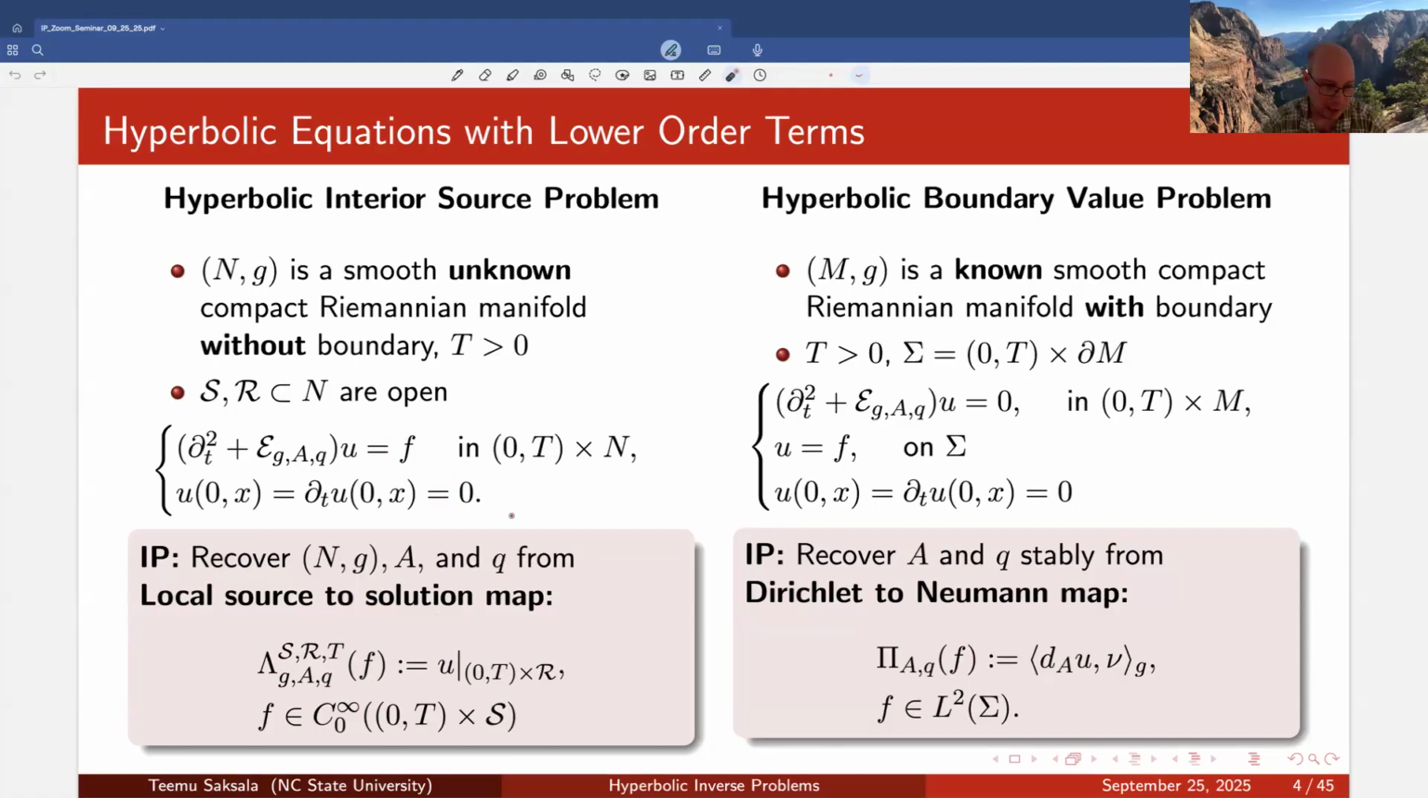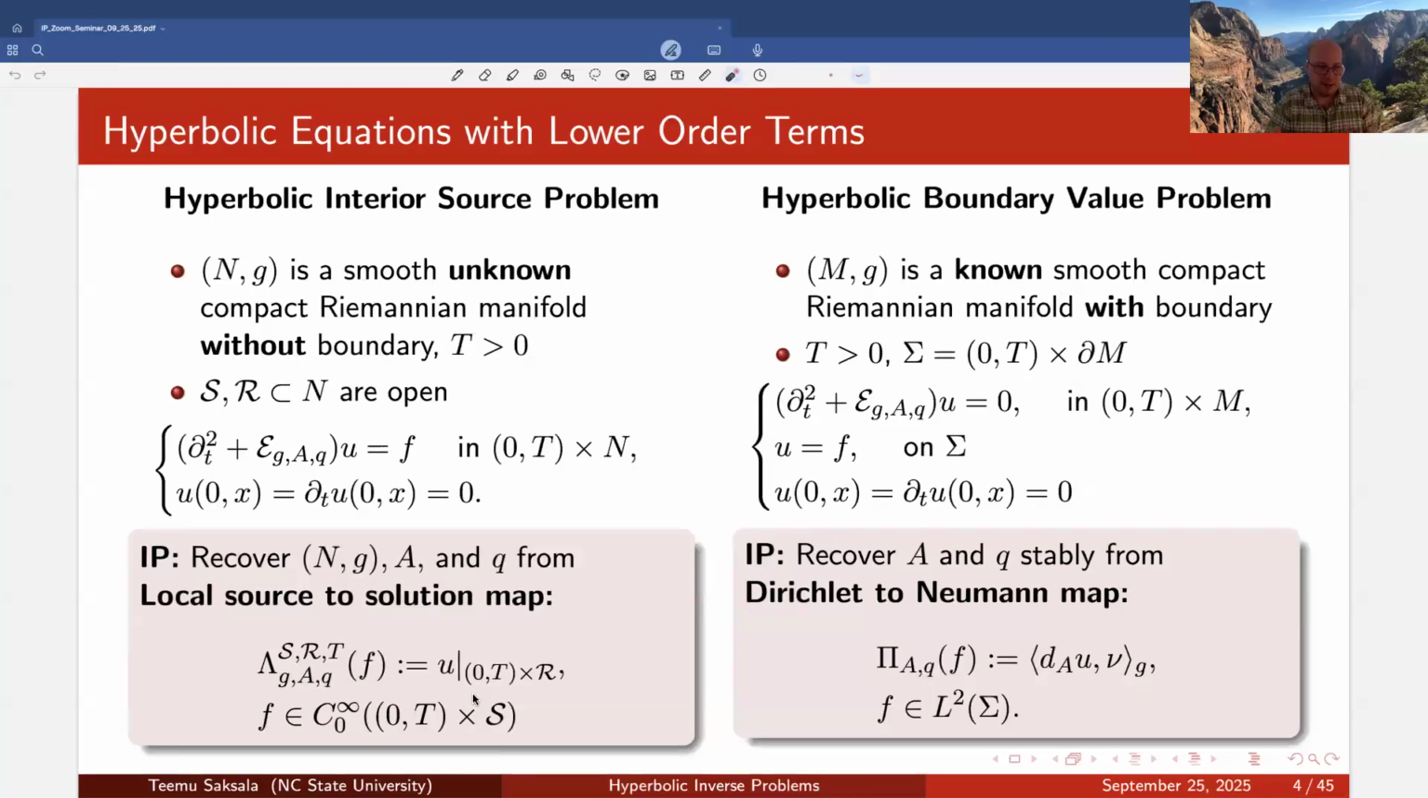And now what we are trying to do in this first column, well, we would like to recover my manifold, my covector field, and my potential function from this so-called source to solution map. So I always launch waves on top of this set S. Now here I think about waves that are launched from this small set in space-time, and then they propagate inside my manifold, and then I capture these waves on top of my set R. So I send lots of waves, which I then capture on the other set.